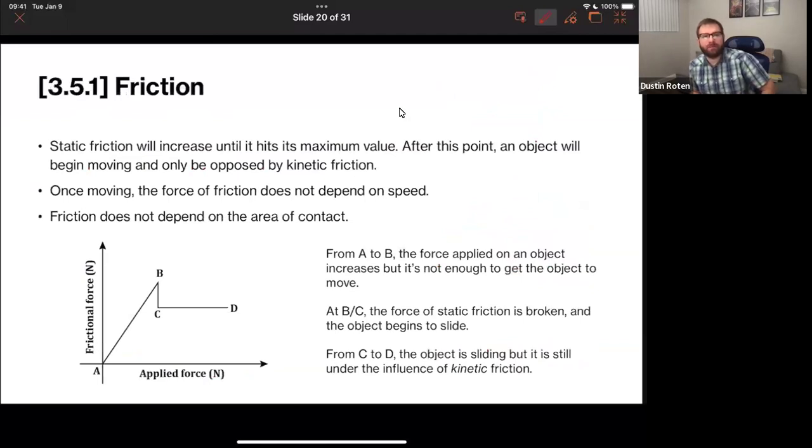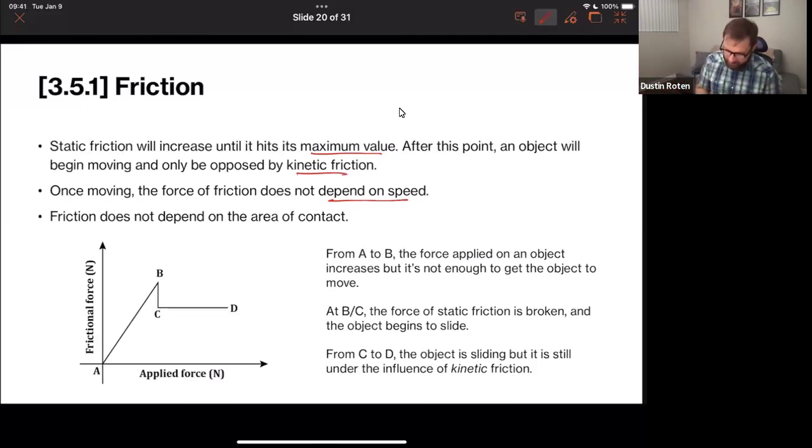Let's talk about friction just a little bit more. So static friction will increase until it hits a maximum value. We just saw that. After this point, an object will begin moving and only be opposed by kinetic friction. Once you actually get this thing moving, the force of friction does not depend on speed. That means the faster you push is not going to increase friction. It's going to be the same amount no matter what the speed is.